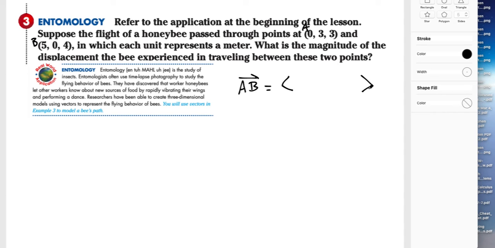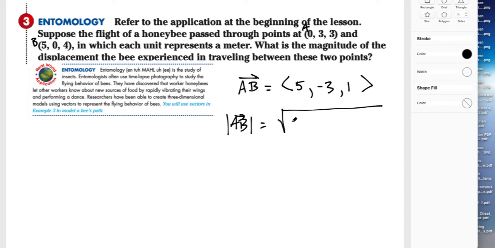We can write vector AB as the difference: 5 minus 0 is 5, then 0 minus 3 is negative 3, and then 4 minus 3 is 1. So this is the way we could look at the vector. And we remember that to find the magnitude of such a vector, we take the square root of the sum of the squares of each of these component parts.